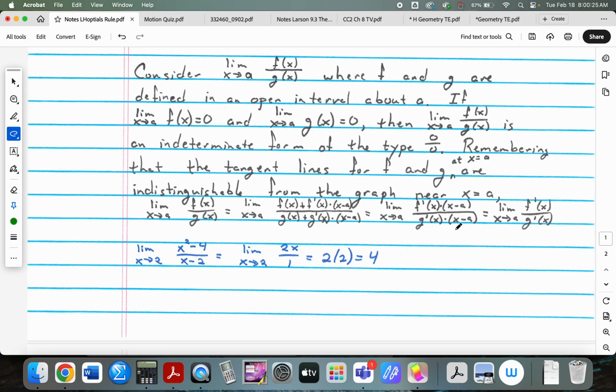And then the x minus a's will cancel each other out, because everywhere other than at a, x minus a over x minus a is equal to 1. So we end up with just the derivative of f over the derivative of g.